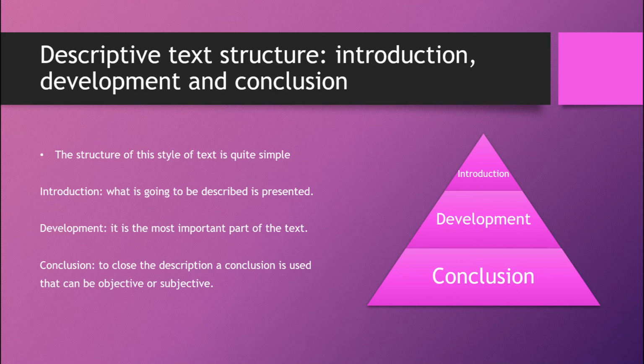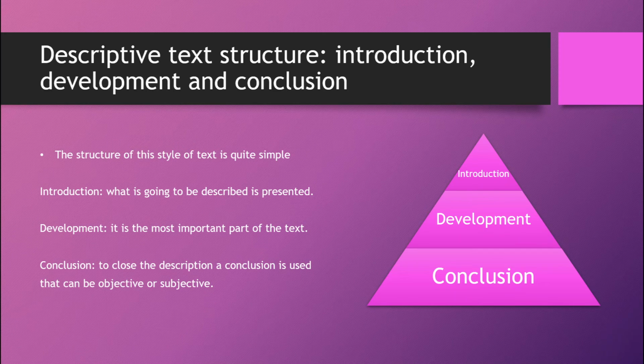Now, we have the descriptive text structure: introduction, development, and conclusion. The structure of this style of text is quite simple. It begins with an introduction, followed by a development, and ends with a conclusion. This is the correct way to present a descriptive text. And we have the introduction.